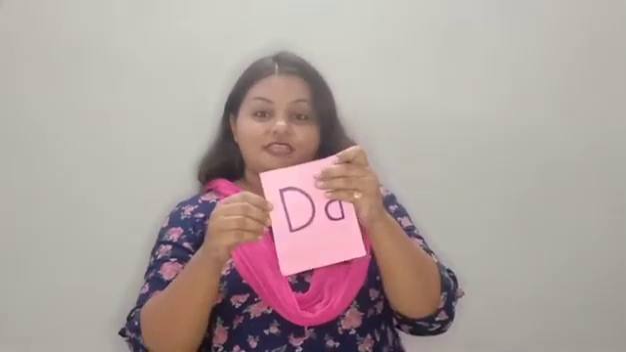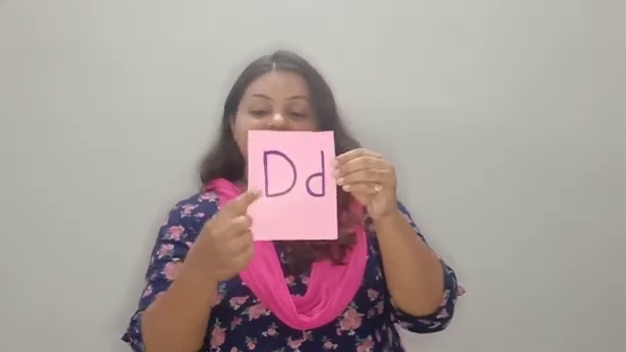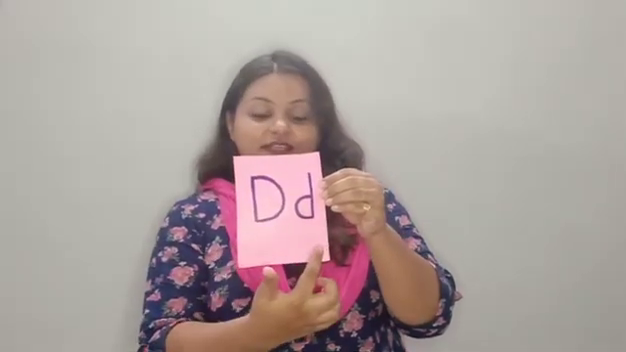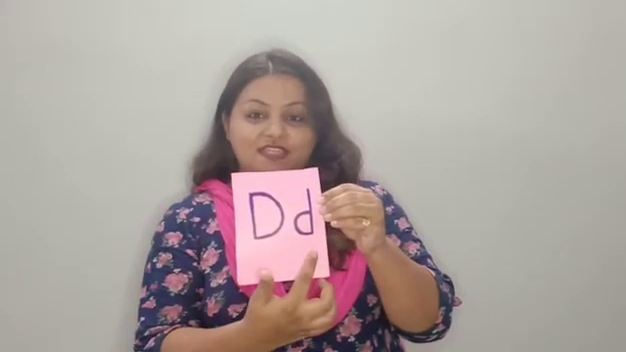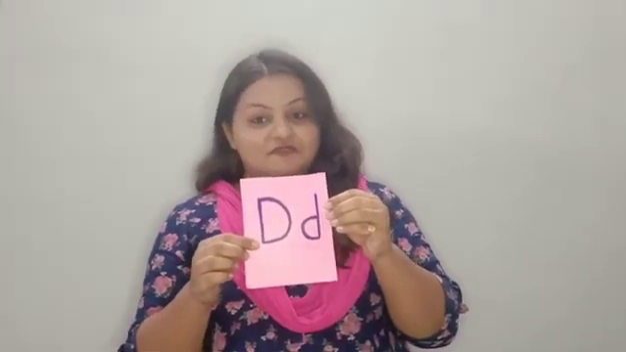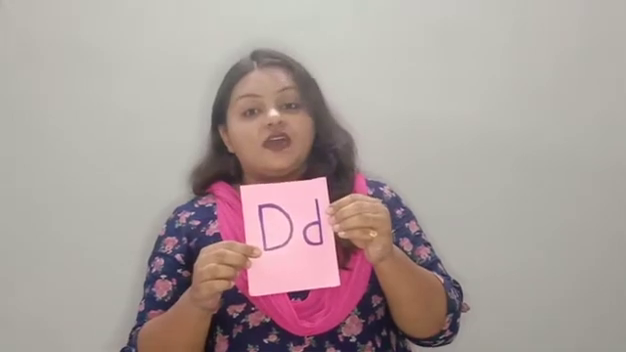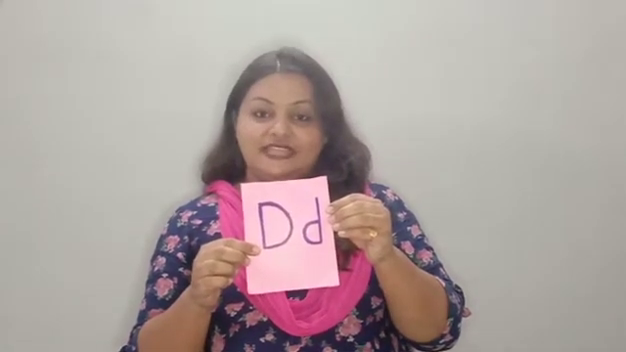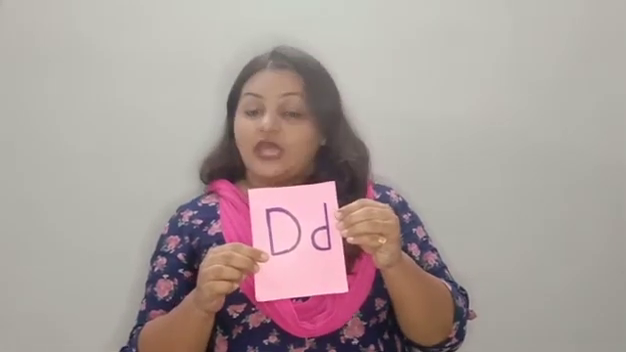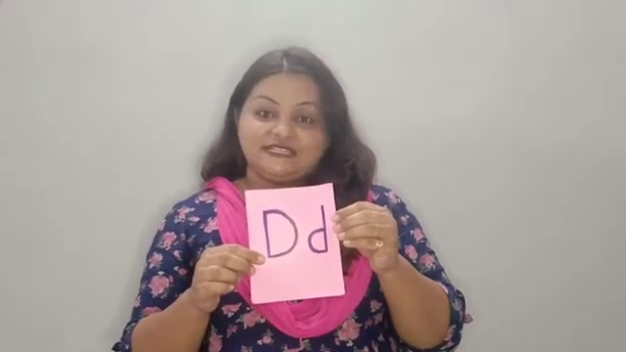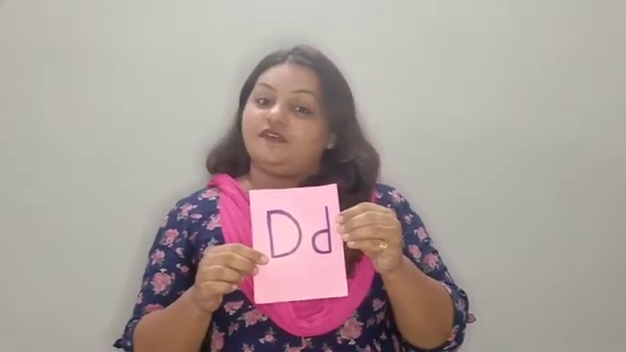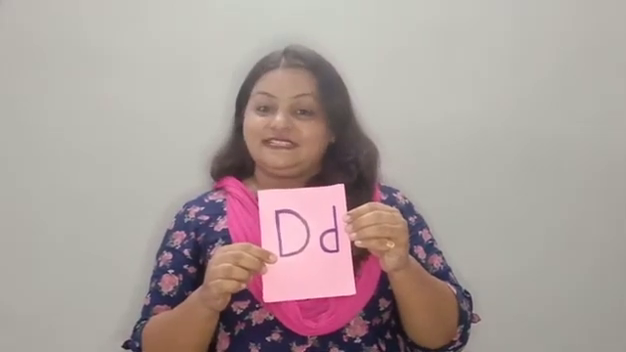Yes, we learned alphabet D. This is capital D. This is small d. Capital D, small d. And the sound of alphabet D is D. The sound of alphabet D is D. Now we will quickly revise some words which start with alphabet D from our dictionary book. Let's start.